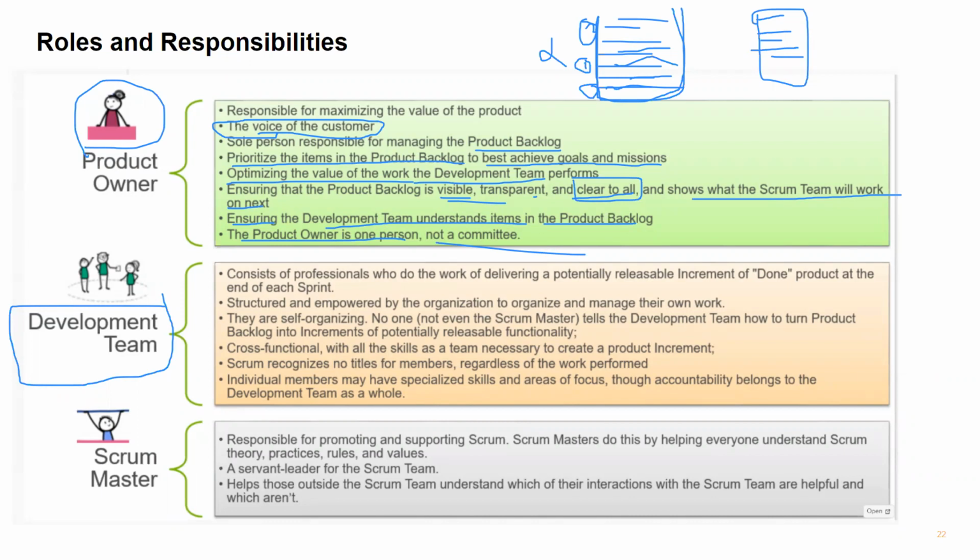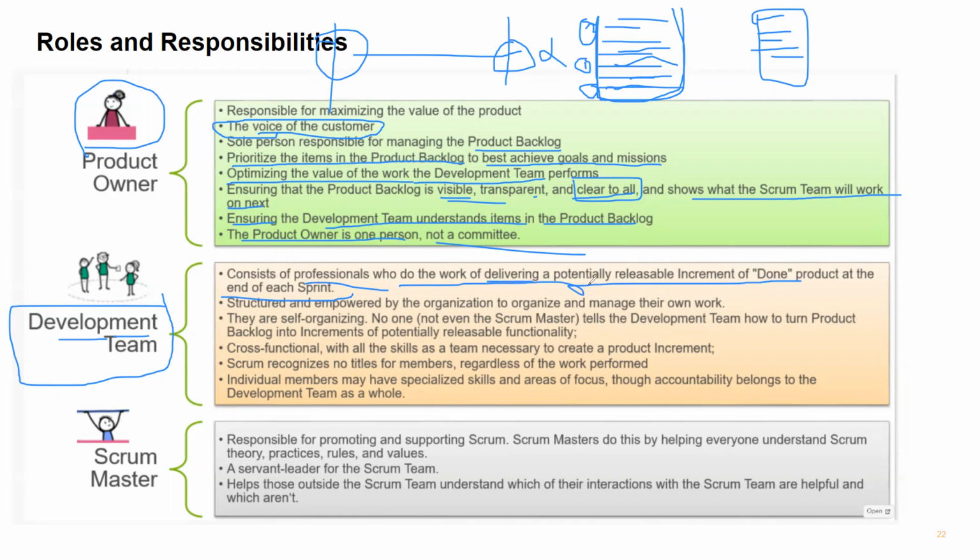Okay, so what next? Now you get to know who a product owner is, correct? Now coming to the development team. It consists of all professionals who do the work of delivering potentially releasable increments of done product at the end of every sprint. So basically you have a sprint. You commit something here and you deliver here. So it consists of professionals who could do what?